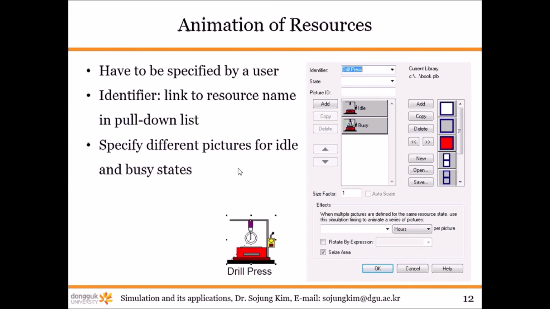Also we have animation. You can add animation by using the animation menu, especially you can visualize the idle or busy state of a resource using two different images. So you need to set the image for the idle state of the resource and then the busy state of the resource. Based on these two images, Arena will change the images over the simulation run, which will be displayed as animation.